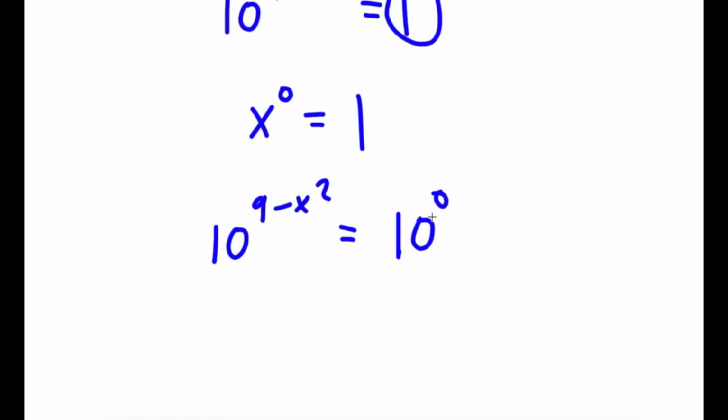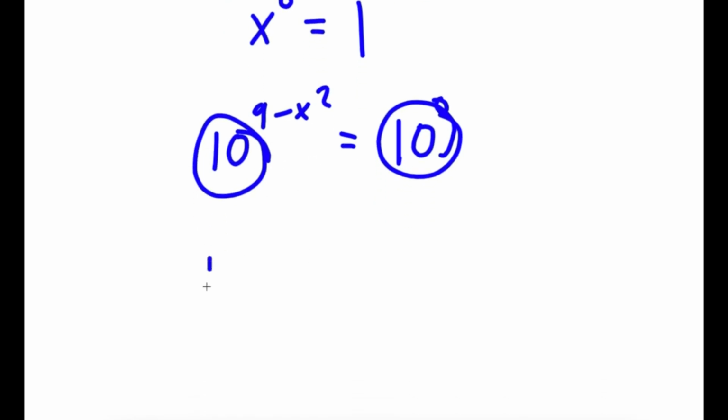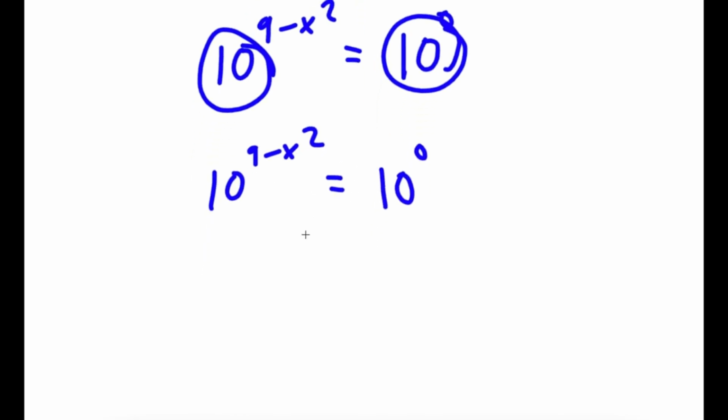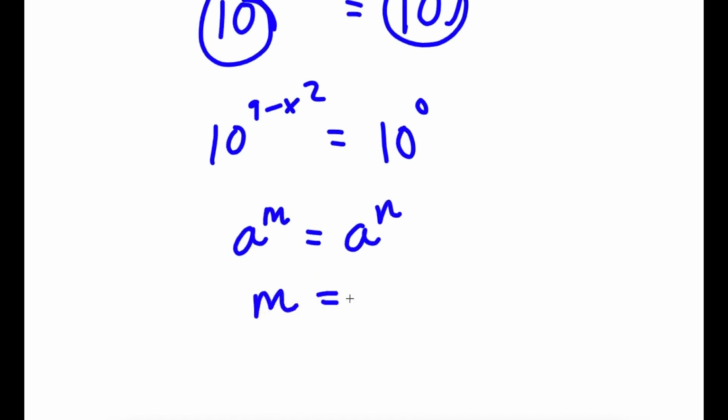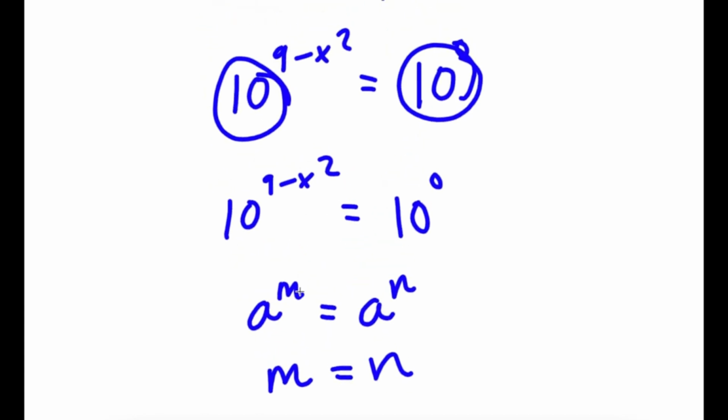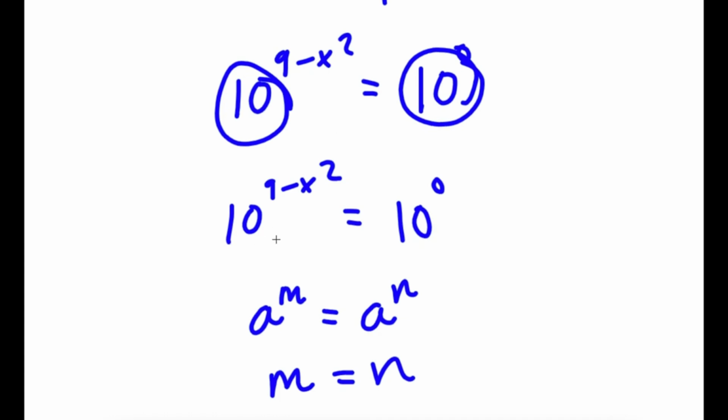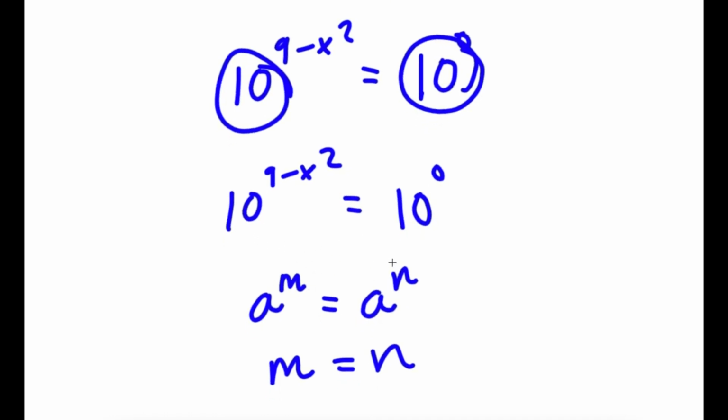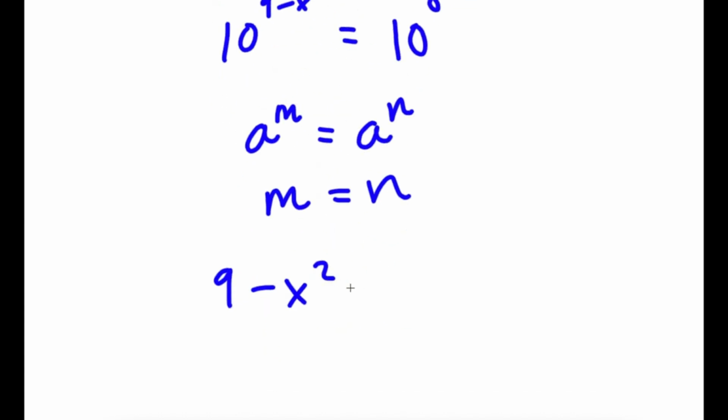And the reason I did this is so that these two bases here are the same. Now as you see, they're both 10. So now I have 10 to the power of 9 minus x squared is equal to 10 to the power of 0. And if I have something in the form a to the power of m is equal to a to the power of n, this means that m is equal to n. Meaning over here, because both of our bases are the same, they both are 10, our exponents are going to be equal to each other as well, meaning 9 minus x squared is going to be equal to 0. So I have 9 minus x squared is equal to 0.